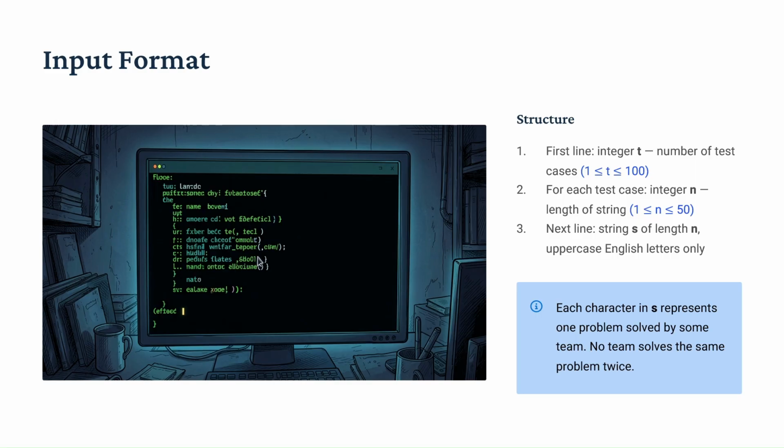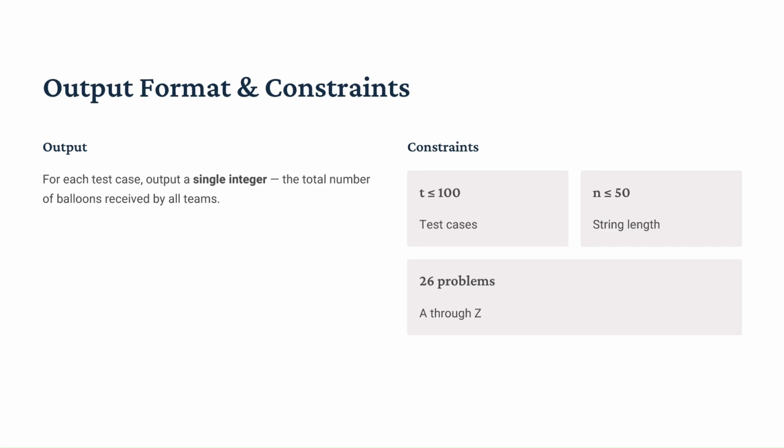The input begins with the number of test cases. For each test case, we read the length of the string, then we read the string itself. Each character represents a solved problem, and all characters are uppercase English letters from A to Z. For every test case, we simply print one integer, the total number of balloons awarded to the team. Since the string length is at most 50 and there are only 26 possible problem letters, the constraints are very small, allowing an efficient linear solution.